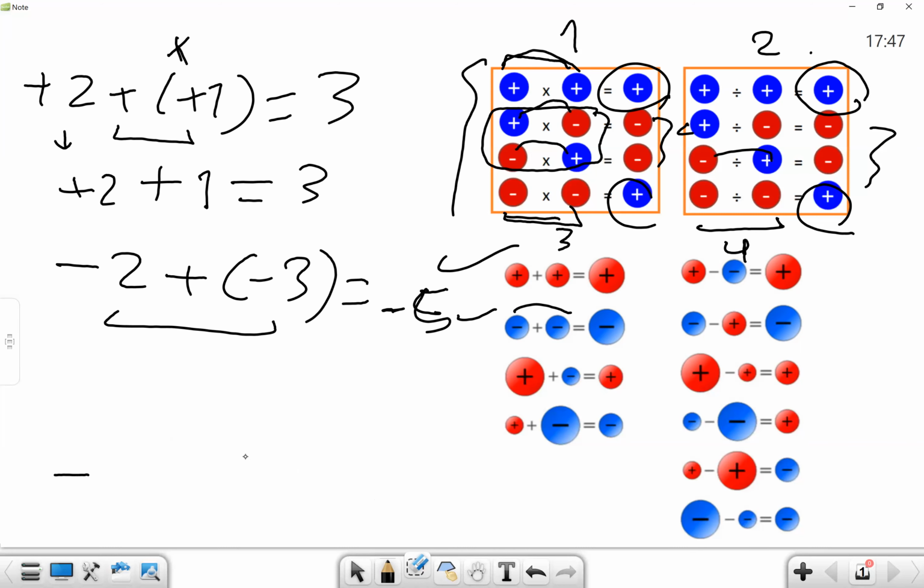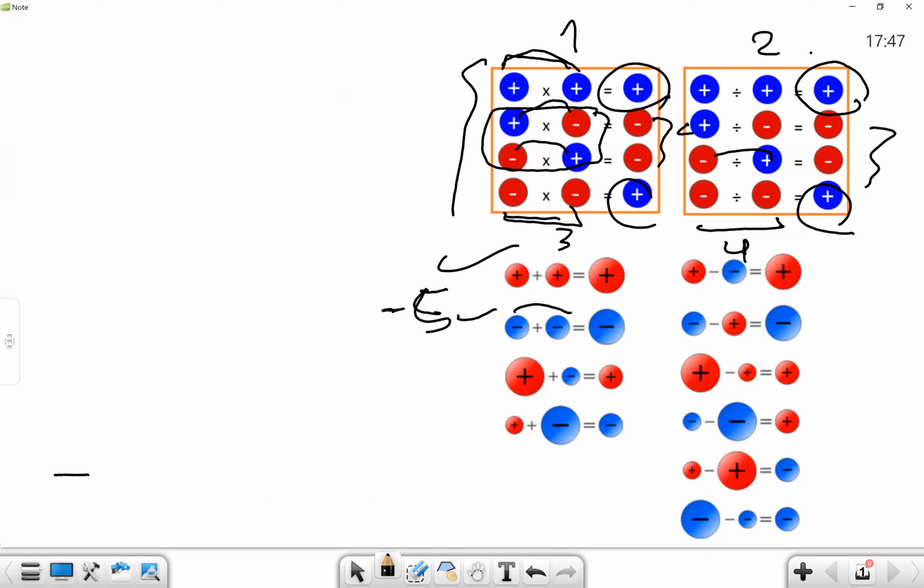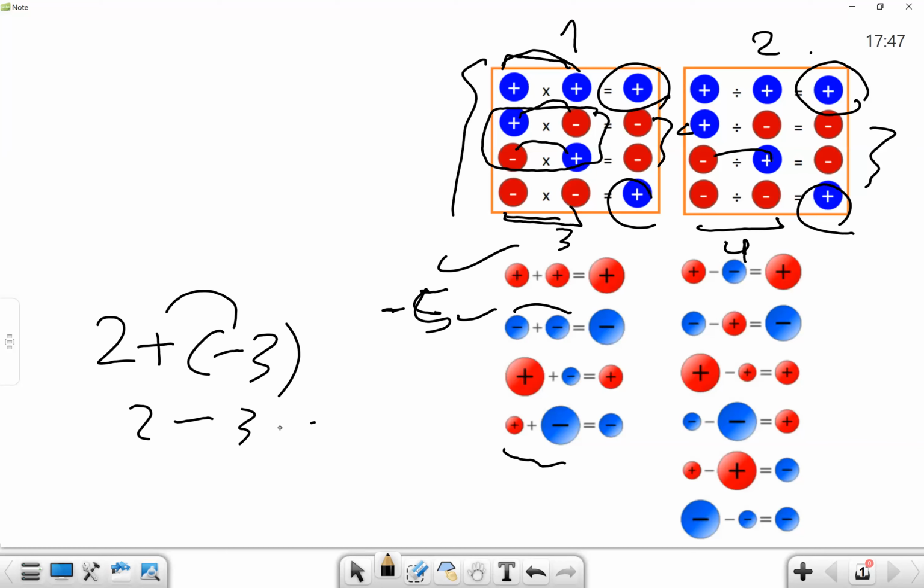The last one, positive plus negative. The negative circle is greater than the positive circle. Let me explain why and how. For example, 2 plus negative 3. For this one, positive times negative is negative, so 2 minus 3 equals what? As we said, if you have different signs, you subtract the numbers and keep the sign of the greatest number. 3 minus 2 is 1, and 3 is greater than 2. That's why you put down the number 3's sign.